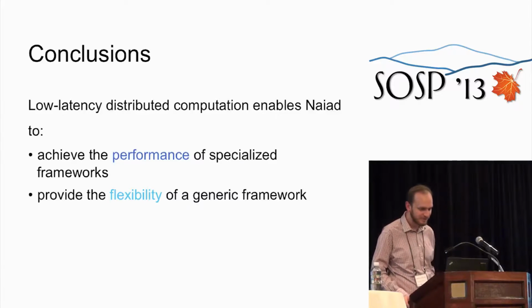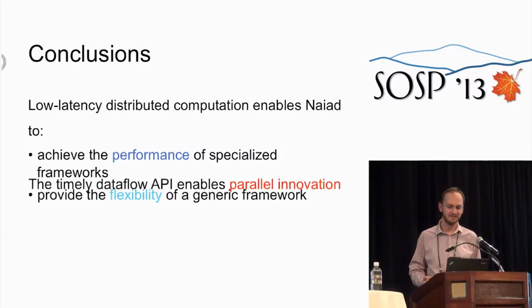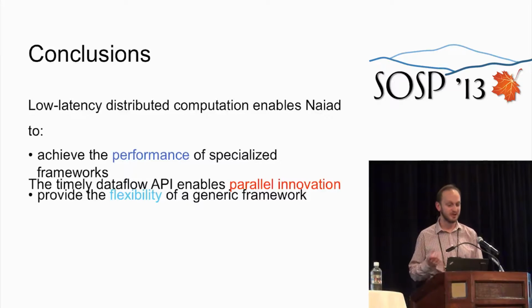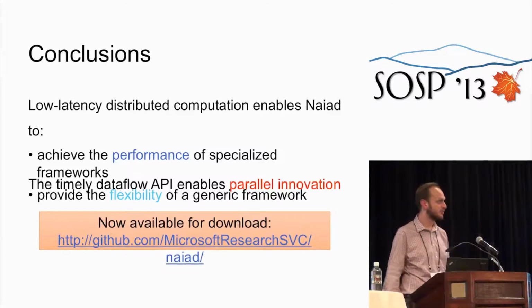So it's our hope that by exposing this low-level timely dataflow API, we can spur parallel innovation, allowing people to make new programming models on top of the API, while new feats of systems engineering go on underneath to improve the performance for all users. And it's for that reason that we decided to release Naiad under the Apache open source license.